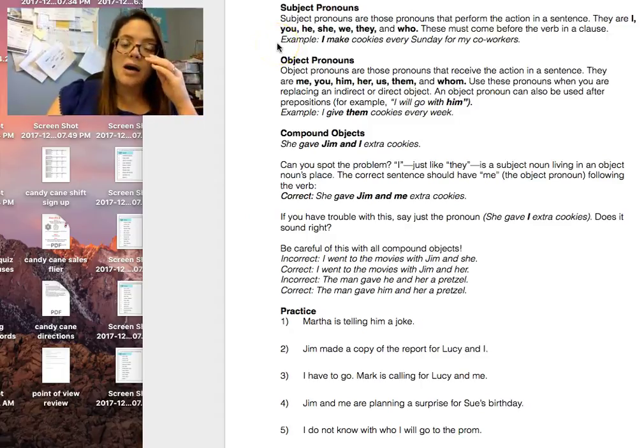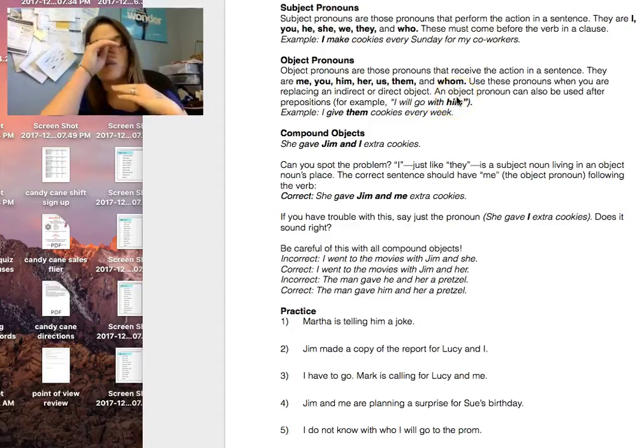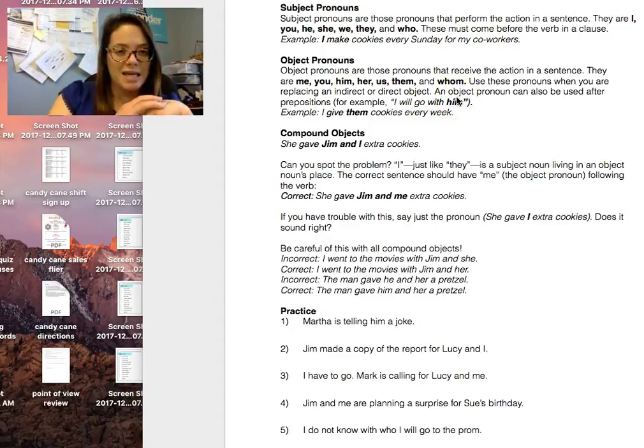An object pronoun can also be the object of a preposition. So for example, I will go with him. We use our object pronoun in the prepositional phrase with him. We do not want to say with he. We don't want to use subject pronouns in prepositional phrases either.